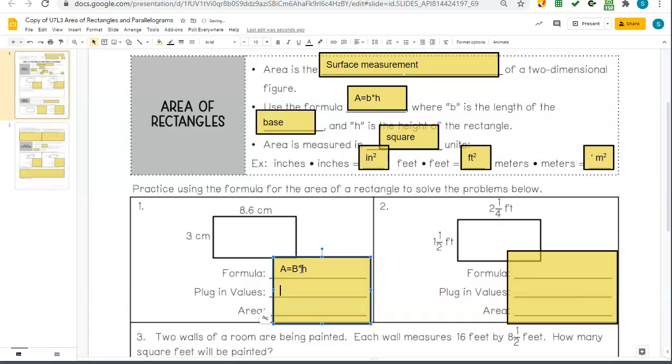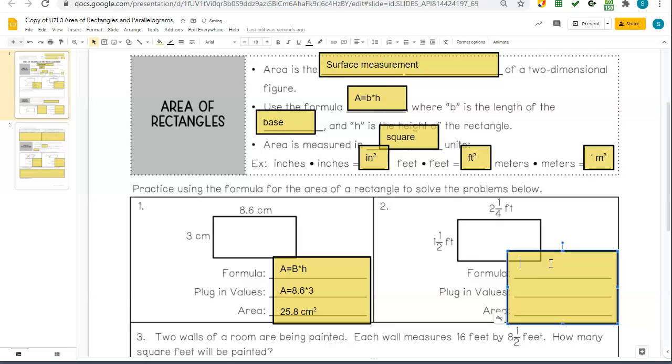Alright, now let's plug in our values. So our A equals 8.6 times 3, so our area is 25.8, and let's look at our units. It's got to be centimeters squared. Remember control period to get the exponent.